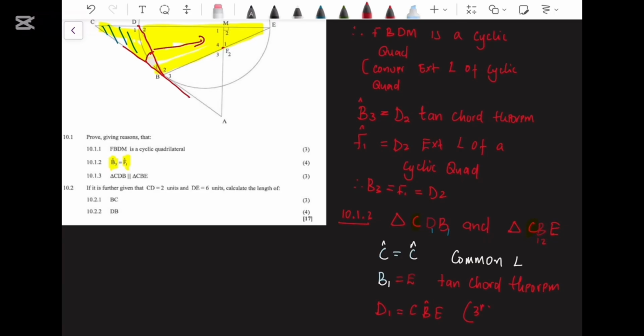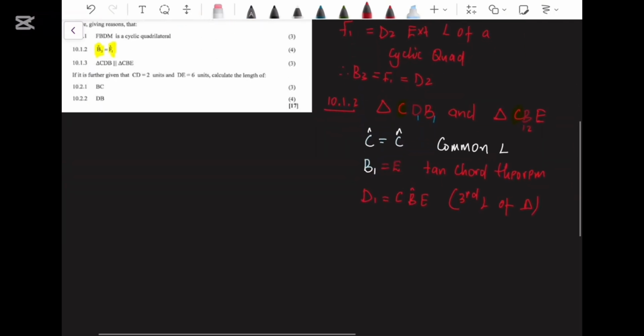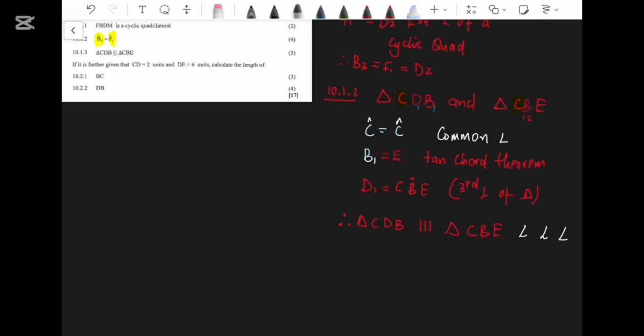This is the third angle of a triangle, or the sum of angles in a triangle. We can conclude and say, therefore, triangle CDB is similar to triangle CBE. Why are they similar? Because of angle, angle, angle. Now, after you have proved that triangles are similar, you please indicate the sides that are in proportion.